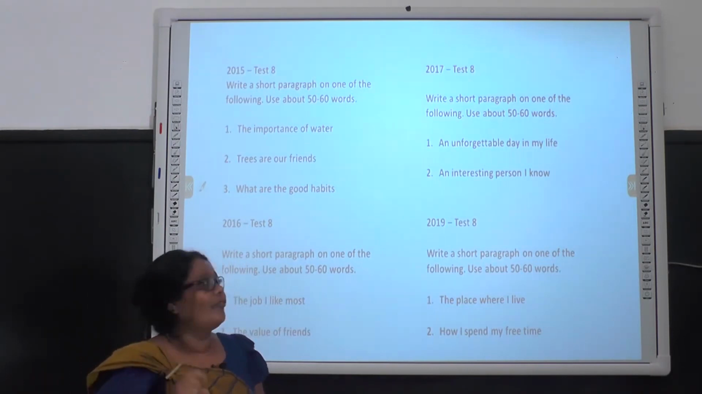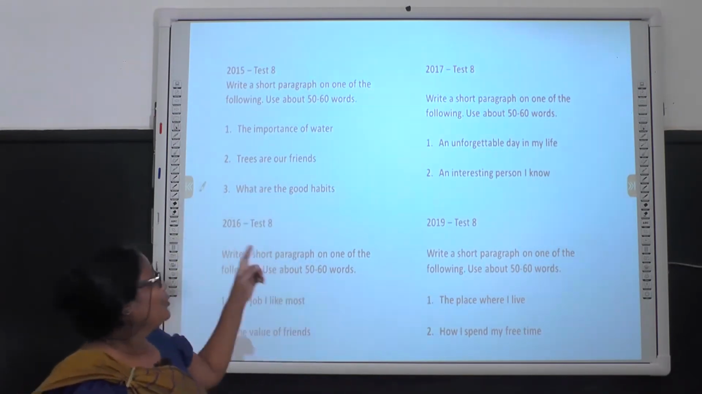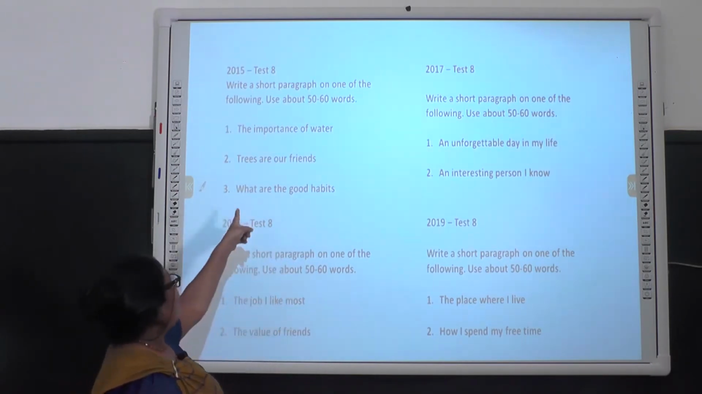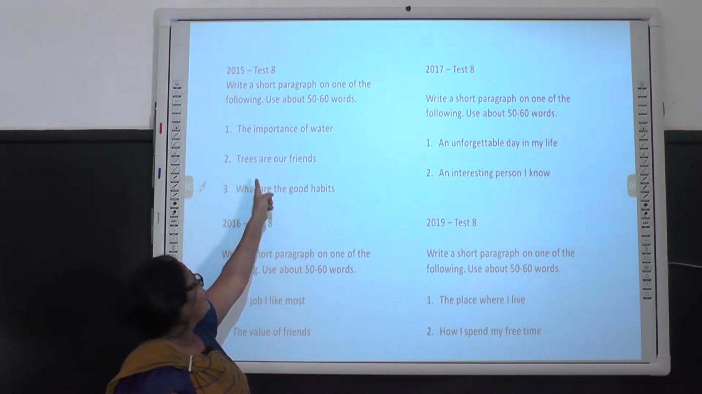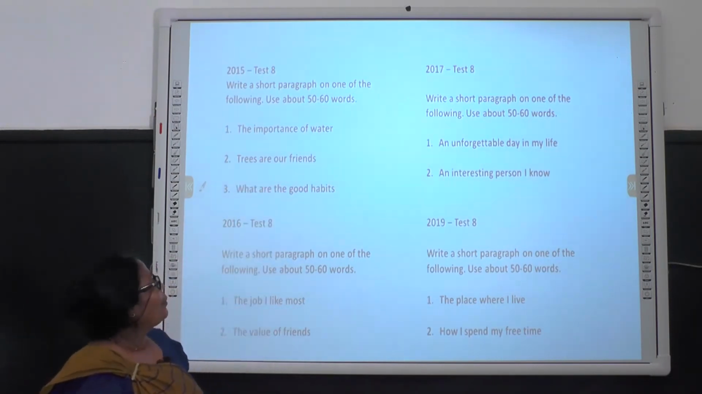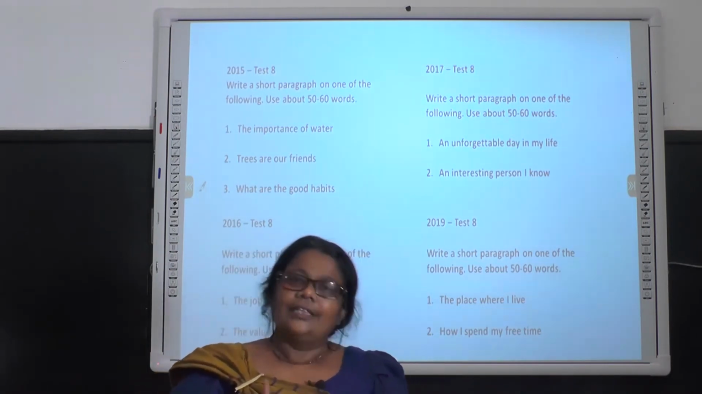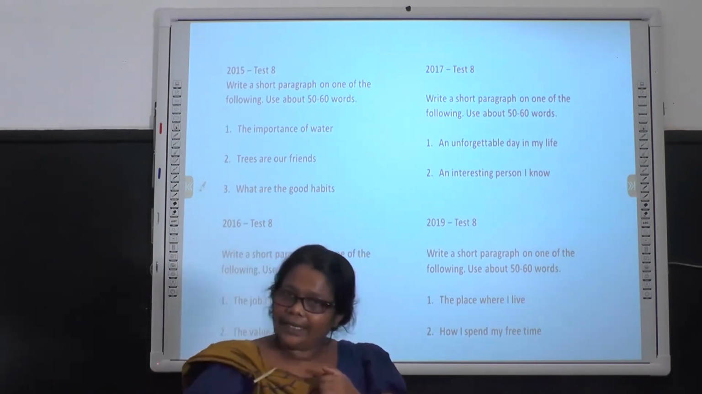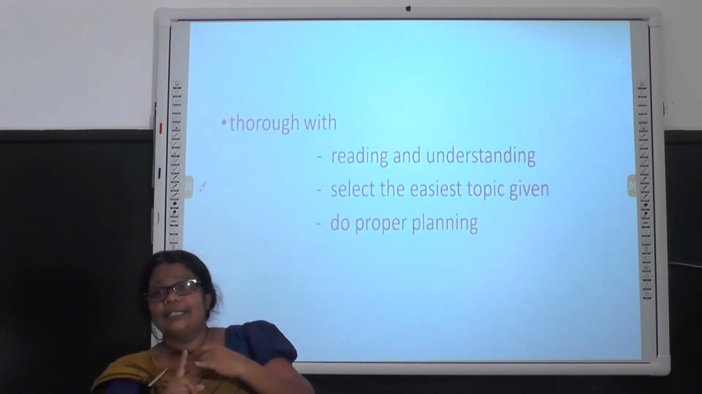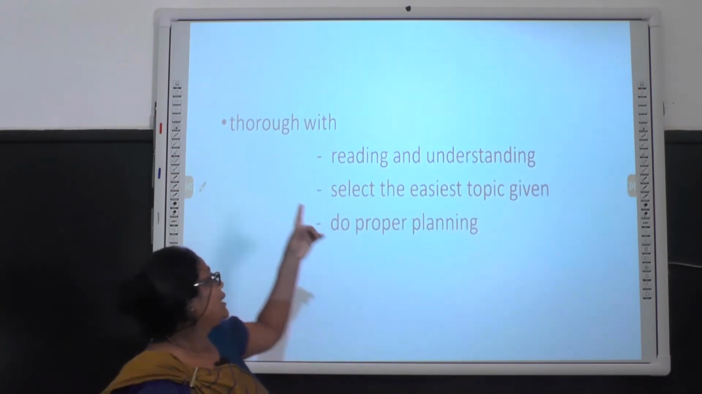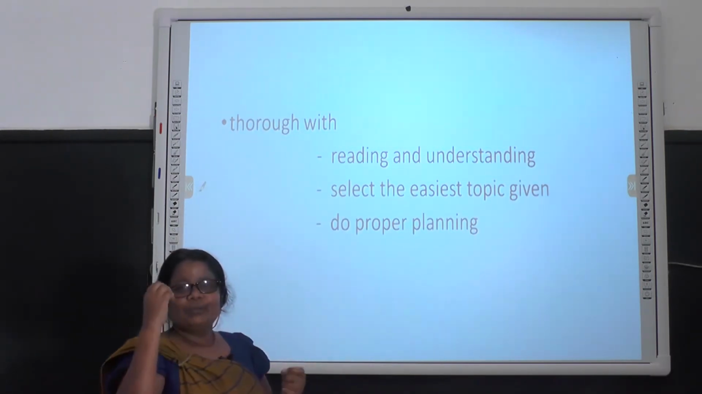Only one paragraph. And how many words? 50-60 words. Once again, the topic that I selected is this: trees are our friends. Did you remember I told you that you had to follow 3 things? The first one is you have to read and understand. The second one is you have to select the easiest topic. So I selected that one. Trees are friends, right? Then you have to do the proper planning.